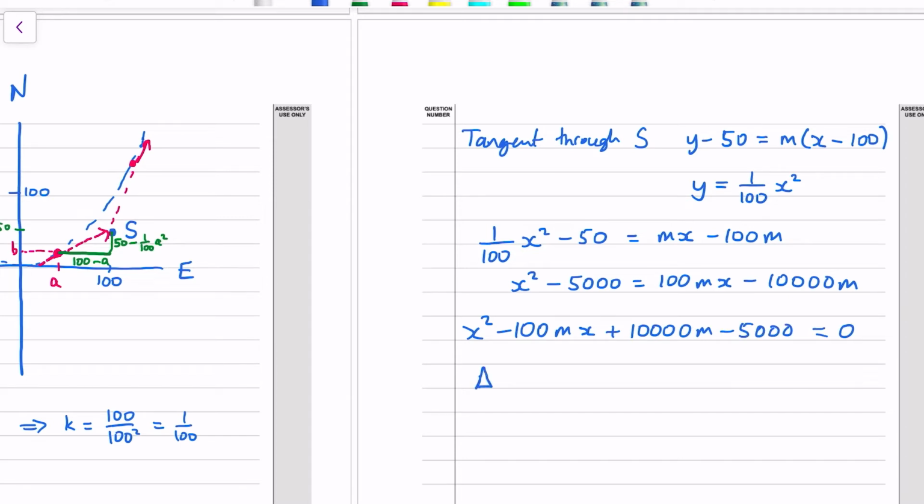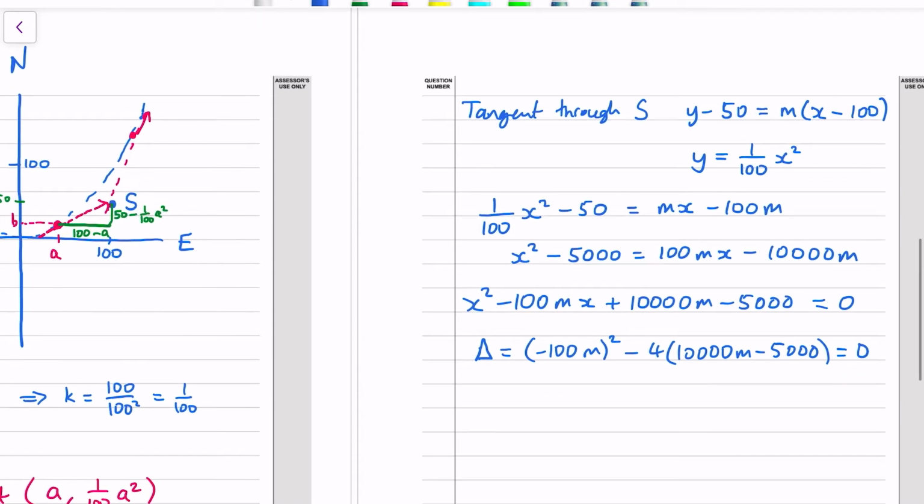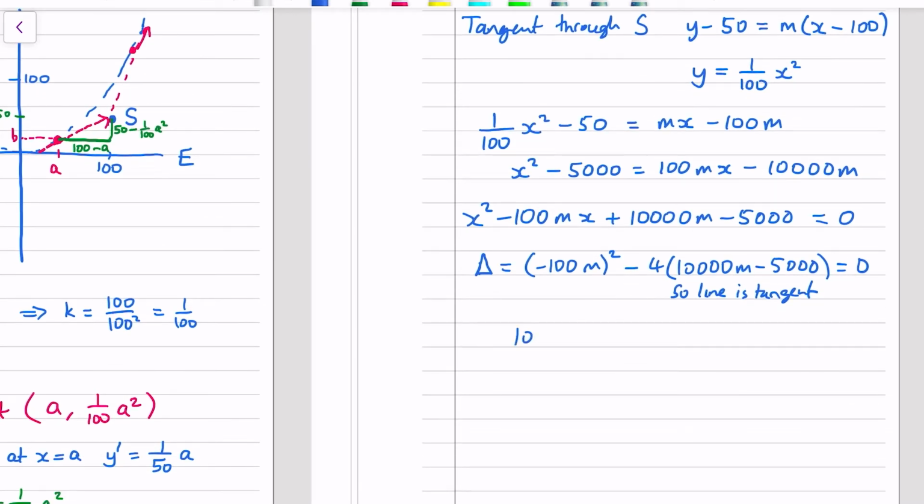Okay, the discriminant, b squared minus 4 lots of a, which is 1, times c, which is this, must equal 0. So the line is tangent. Okay, and then if we solve that, we've got 10,000 m squared minus 40,000 m plus 20,000 equals 0. Divide everything through by 10,000.